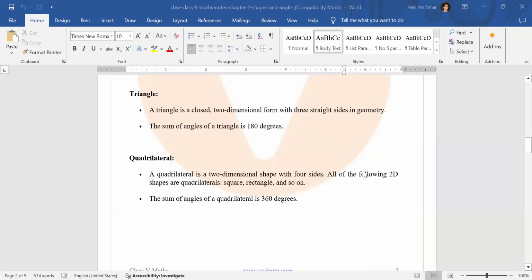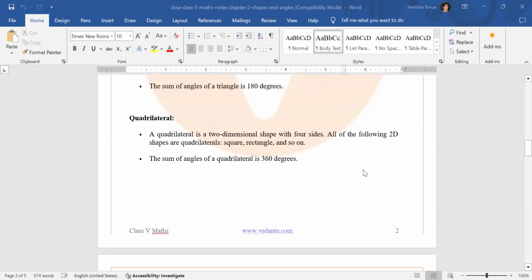Now, what are triangles? A triangle is a closed two-dimensional form with three straight sides in geometry. And here, the sum of all the angles of a triangle adds up to 180 degrees. It is also known as the angle sum property of a triangle. That means in a triangle, the sum of all three angles always measures 180 degrees.